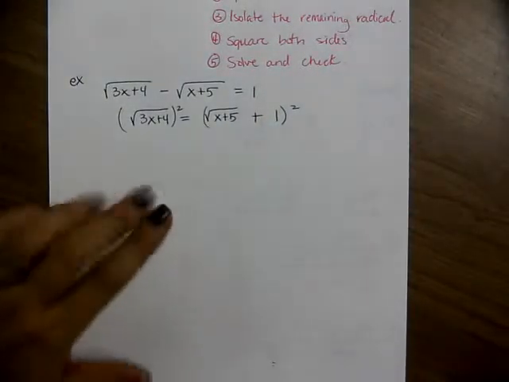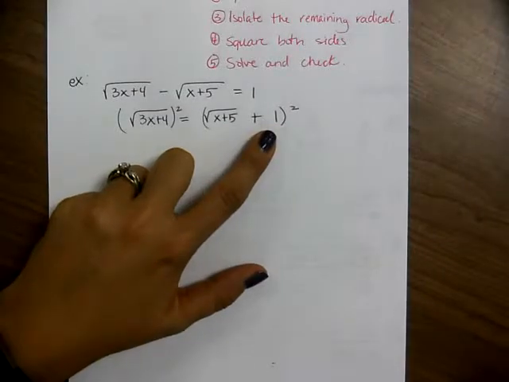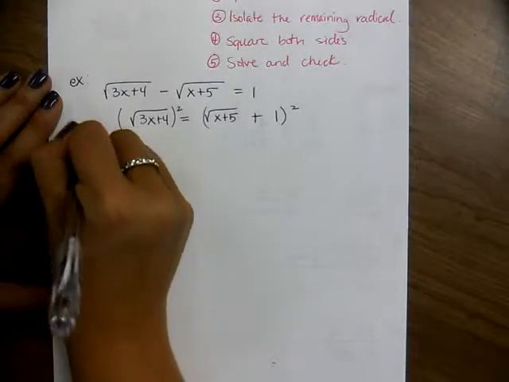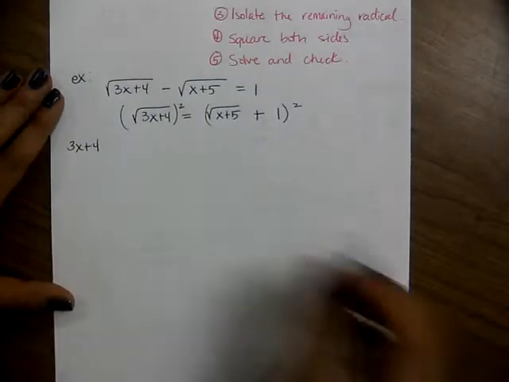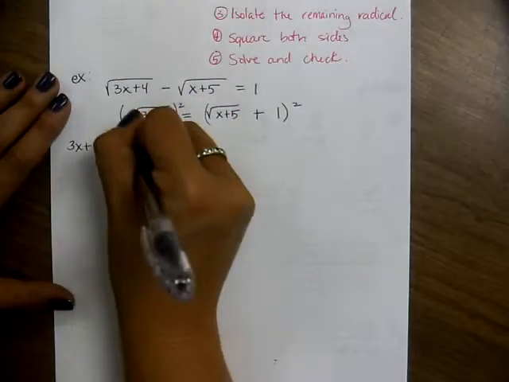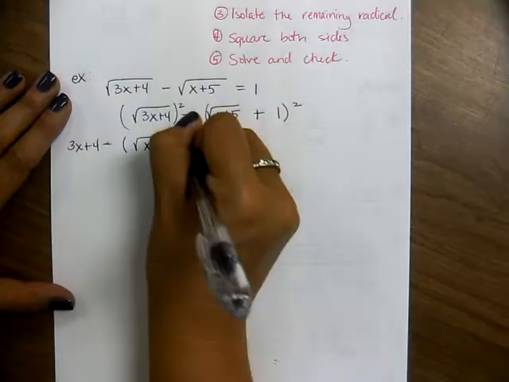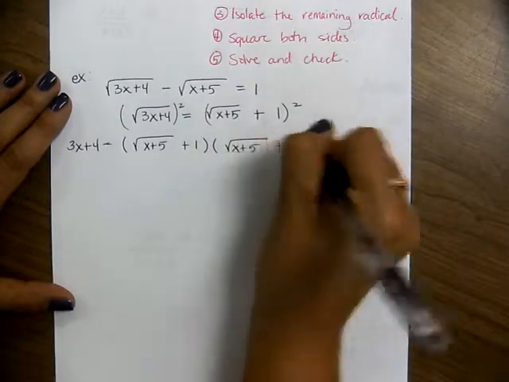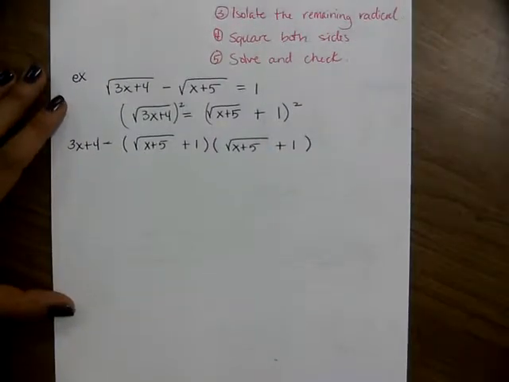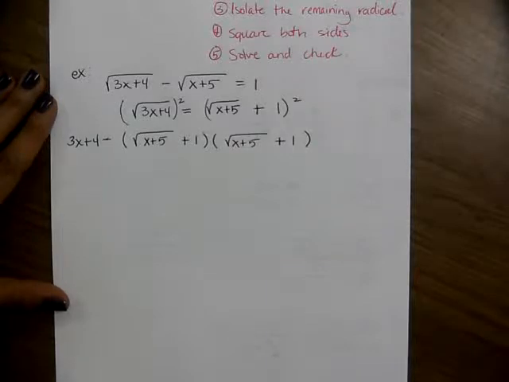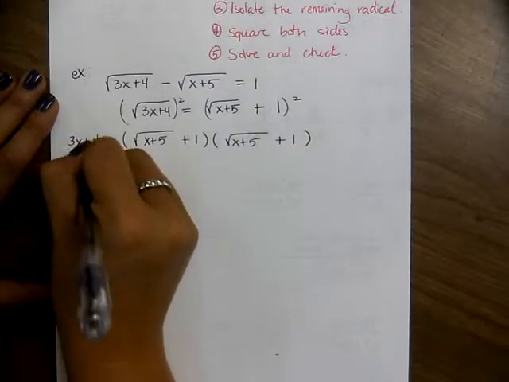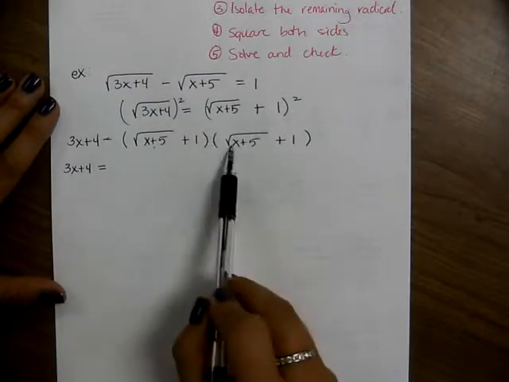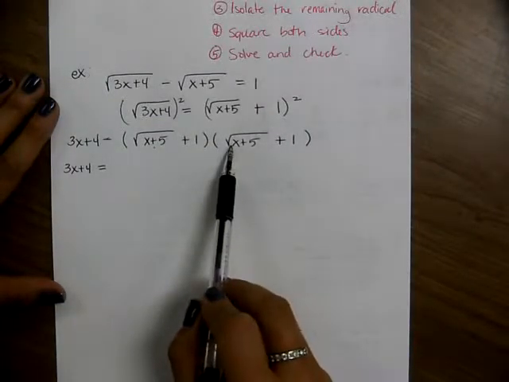Okay, I'm going to actually take the time to write this out because this one's a little harder to see. So when you square the square root of 3x plus 4, you just get 3x plus 4. That part's easy. Now this means that we have to multiply the square root of x plus 5 plus 1 times the square root of x plus 5 plus 1. So I still have this 3x plus 4. Okay, so let's take a look at this. I have the square root of x plus 5 times the square root of x plus 5. That just gives me x plus 5.